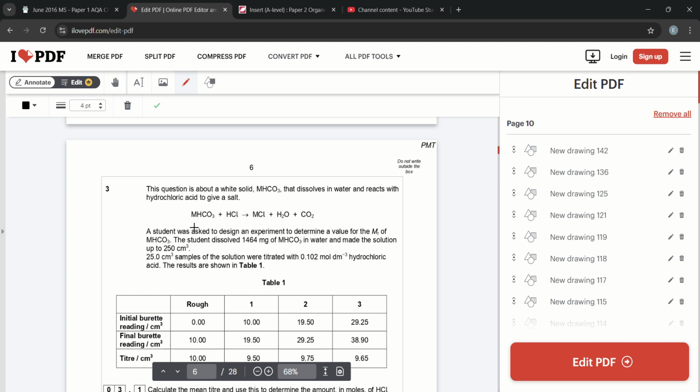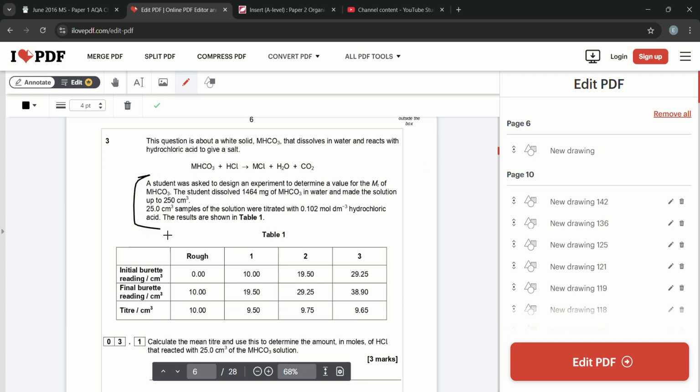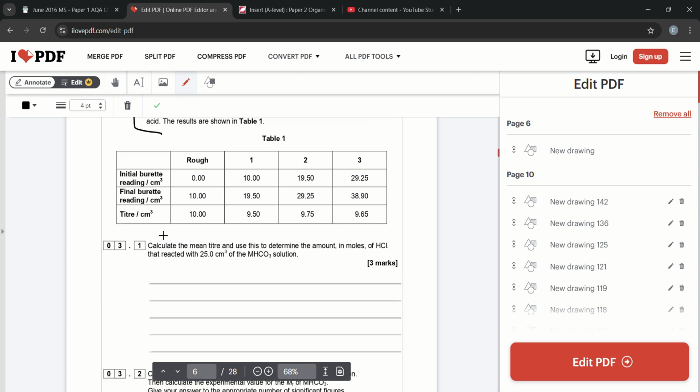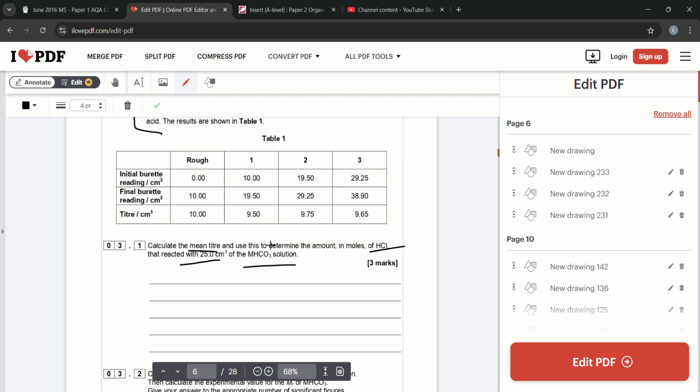Question 3. This question is about white solid MHCO3 that dissolved in water and reacts with hydrochloric acid to give us salt. Got this information here, and then it says calculate the mean titer and use it to determine the amount of moles of HCl that reacted with this much MHCO3 solution.